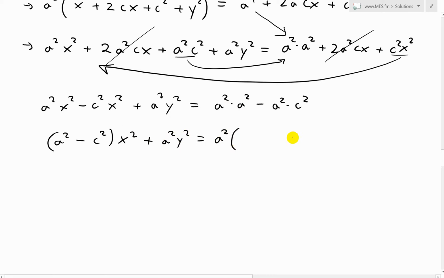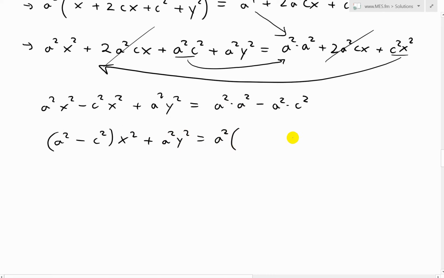So 2a is greater than 2c. Cancel the 2, a is greater than c, and thus a squared minus c squared is going to be greater than 0, because a squared is going to be bigger than c squared because a is bigger than c. So those are positive. Now for convenience, I'm going to simplify this a squared minus c squared and let a new constant b squared equal a squared minus c squared.